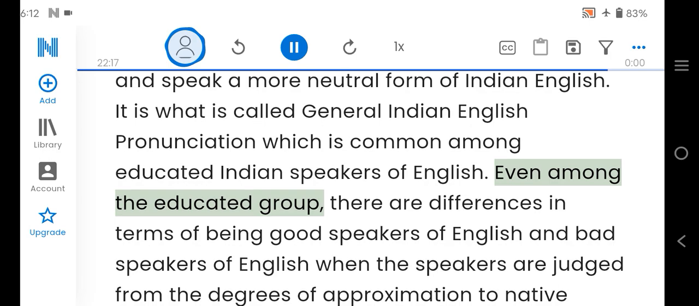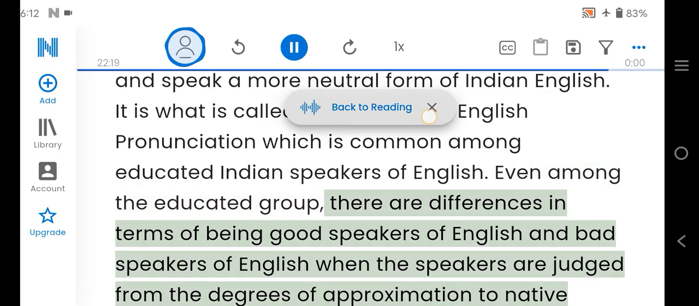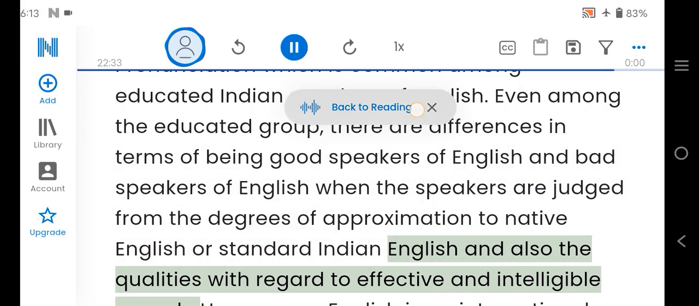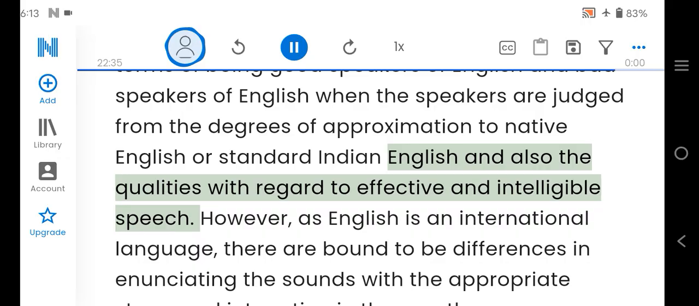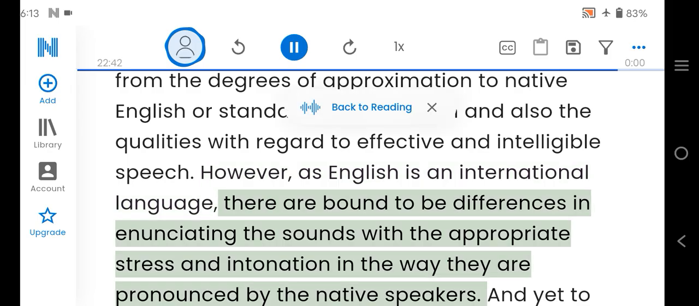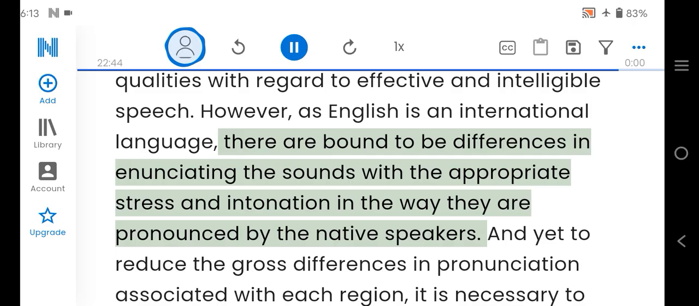Even among the educated group, there are differences in terms of being good speakers of English and bad speakers of English when the speakers are judged from the degrees of approximation to native English or standard Indian English, and also the qualities with regard to effective and intelligible speech. However, as English is an international language, there are bound to be differences in enunciating the sounds with the appropriate stress and intonation in the way they are pronounced by the native speakers.